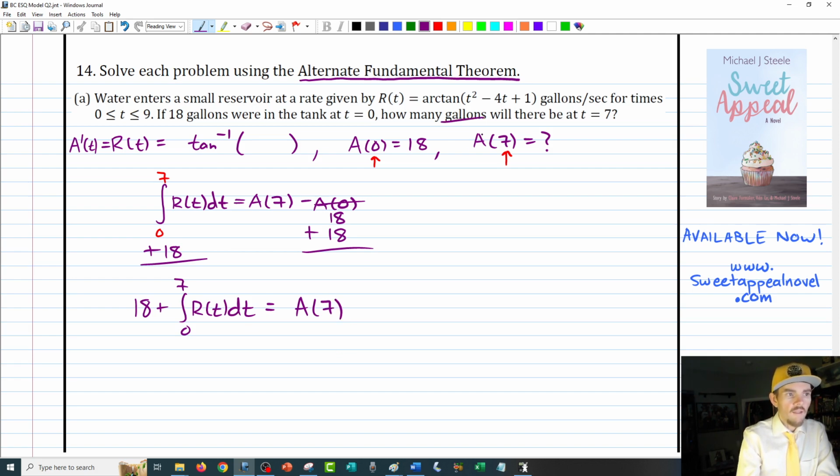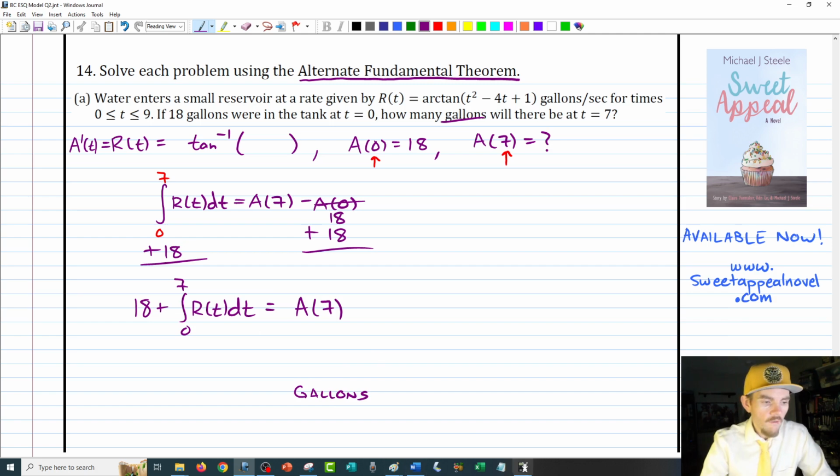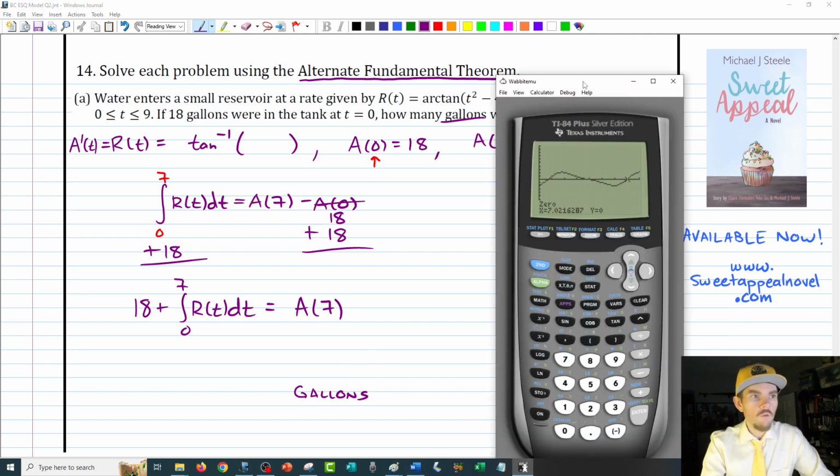And by the way, it is an amount in gallons, so you might even note right off the bat that this is going to be in gallons, but you don't really have to. It doesn't say include units. As far as its value, though, that's once again a job for Wabbit-Emu.